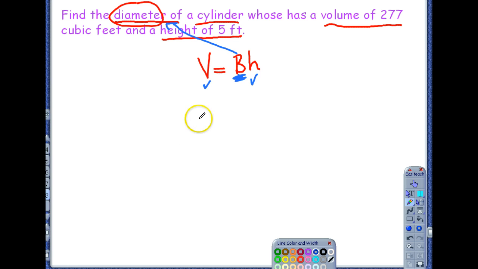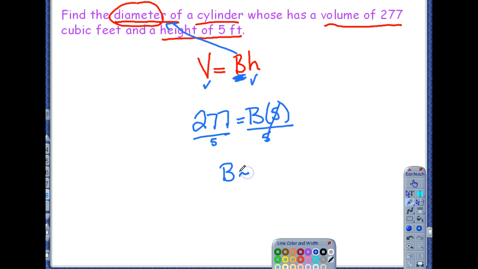You got it. All right, so they tell us the volume is 277. We don't know the base area yet, but we do know the height is 5. So I'm just going to divide each side by 5. So 277 divided by 5. So the base area is equal to 55 point, this is exact, 55.4.